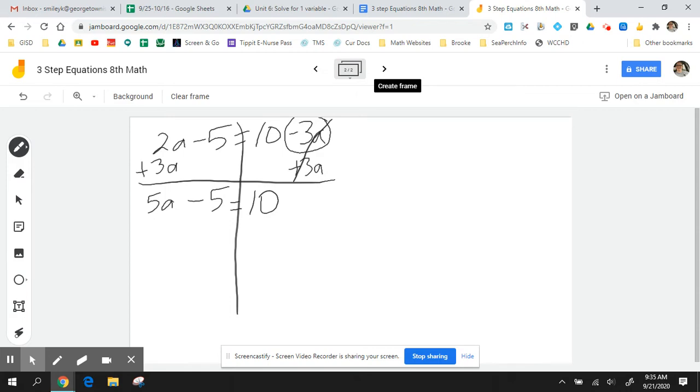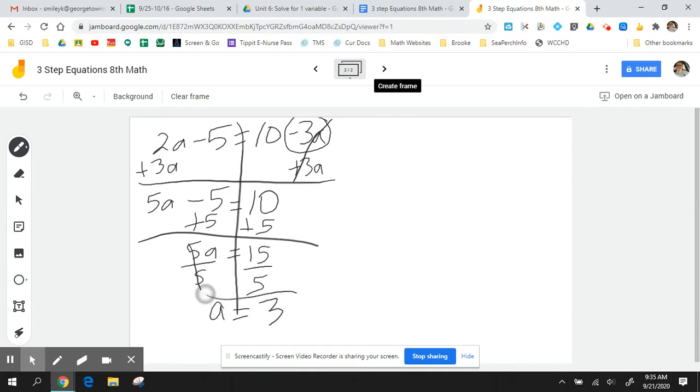Okay, and I'm at a 2-step equation. So my next step is to add or subtract. So I'm going to take this minus 5. I'm going to do the opposite and add 5. So I have 5a equals 15. Okay, I'm going to take that 5 and divide because it's multiplying times a. So a equals 3.